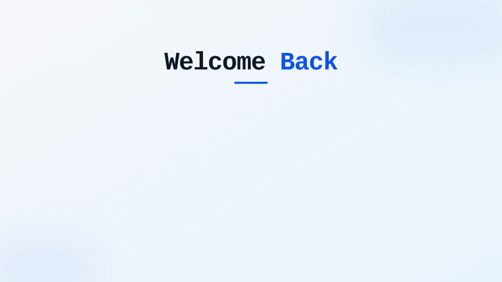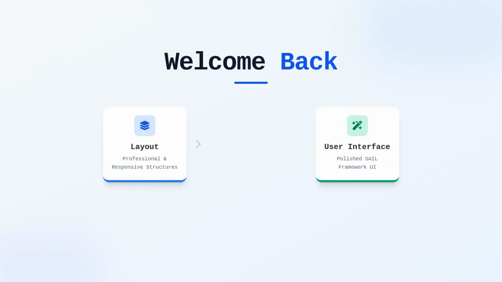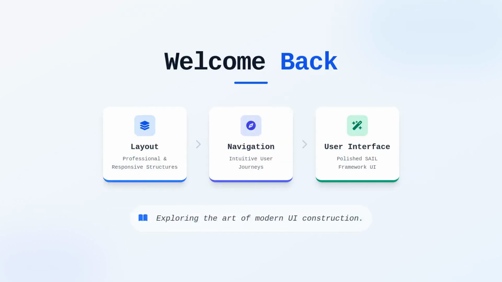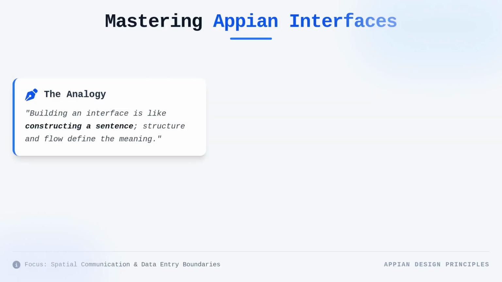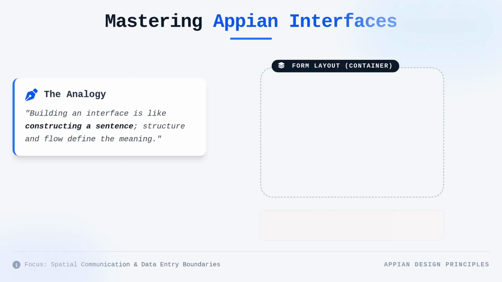Welcome back. In this chapter, we explore how to construct professional and responsive user interfaces using the Sail framework's layout and navigation components. Building a functional interface in Appian is much like constructing a sentence. If you neglect the structure and the flow, the meaning becomes obscured. When we talk about layouts, we are primarily concerned with how components occupy space and how they communicate spatial hierarchy to the end user. The form layout functions as the primary container for data entry, establishing the boundaries of our workspace and providing a consistent experience as users interact with our systems.